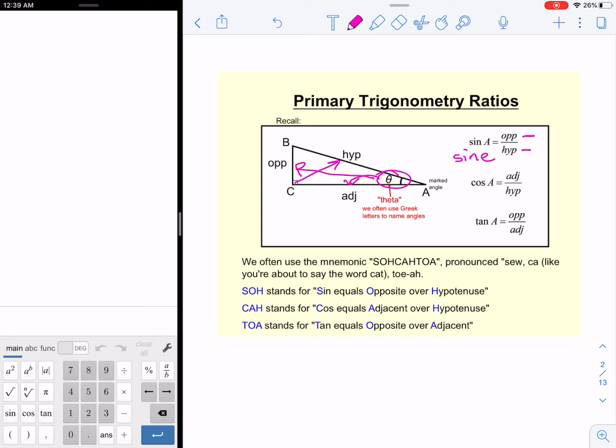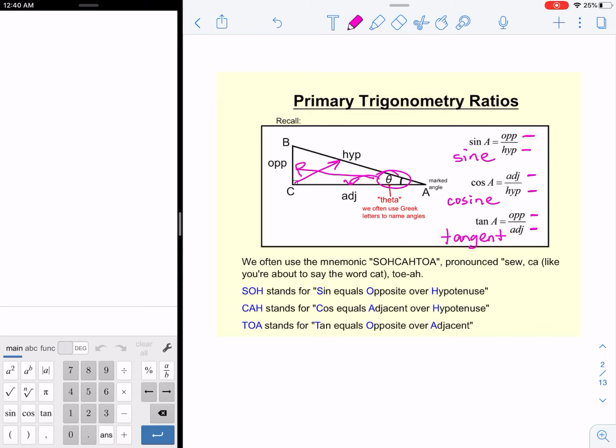And then if we take the adjacent side and divide it by the hypotenuse, that ratio is called cosine, or cos for short. Cosine of angle A is the length of the adjacent side divided by the length of the hypotenuse. And then finally, if we take the opposite side and divide it by the adjacent side, that one is called tan, which is short for tangent. So the tangent of angle A is equal to the length of the opposite side divided by the length of the adjacent side.